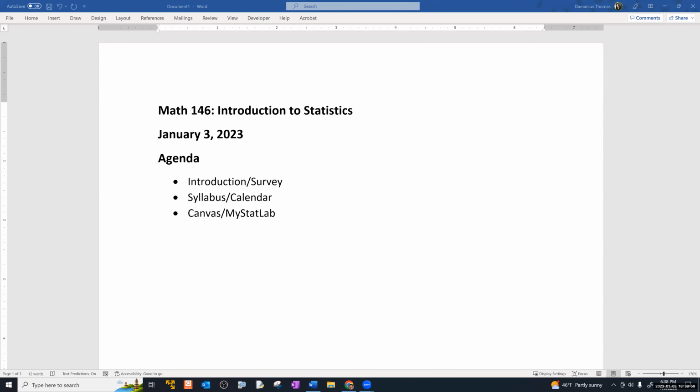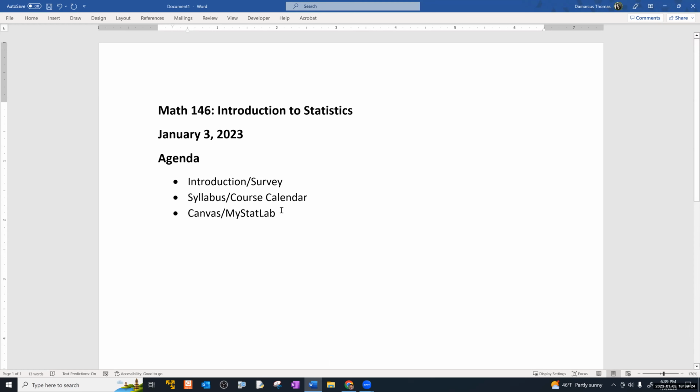All right, welcome everybody. This is the Math 146 Introduction to Statistics course. This is Professor Thomas here, and tonight we are going to have our orientation. We're going to start off with an introduction and look at the survey. And then after that, we'll look at the syllabus and our course calendar.